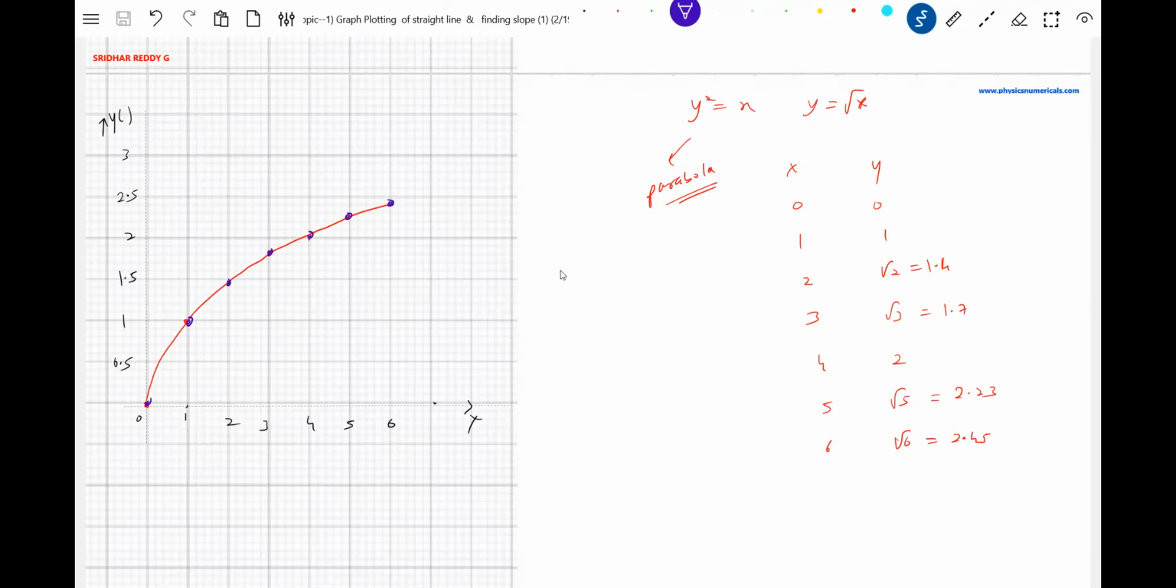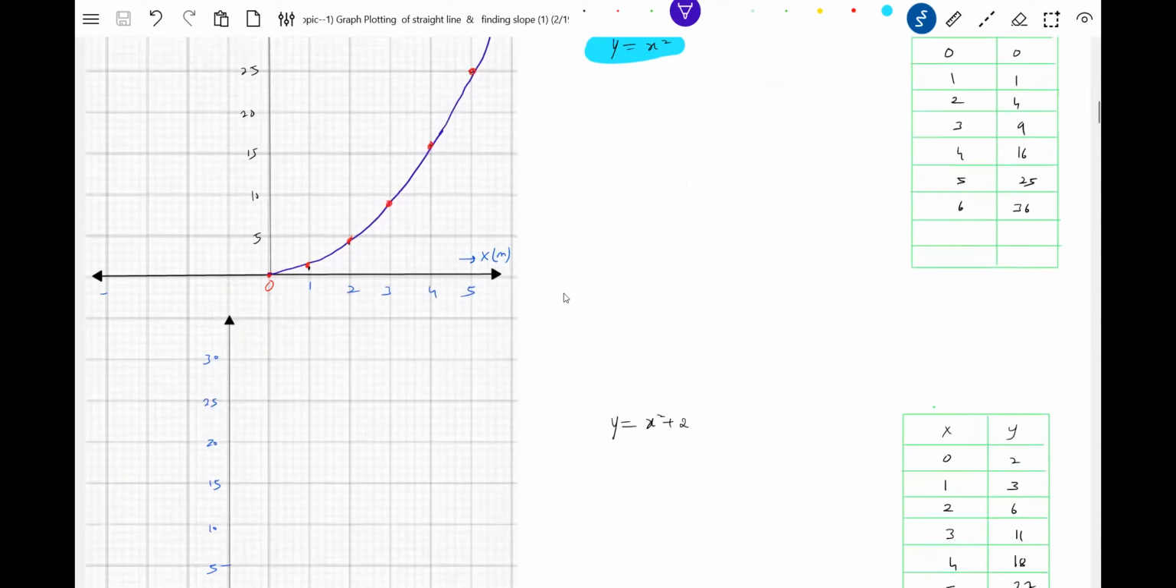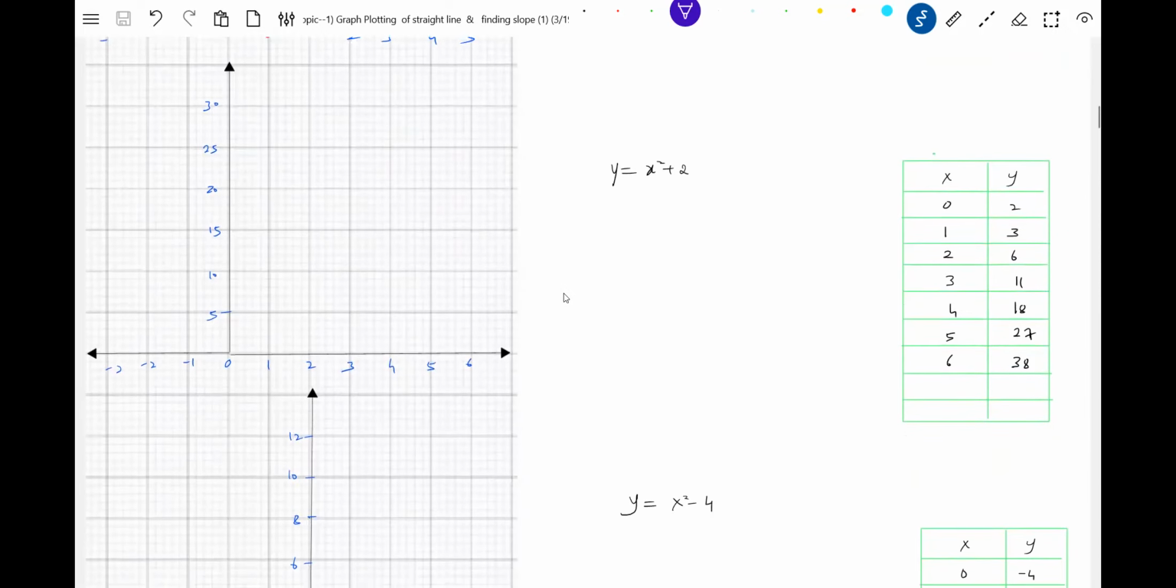Okay, let's take the different things. So y equal to x square plus 2. I think we have x equal to 0, 1, 2, 3, 4, and the corresponding values of y. So the dots will be: x equal to 0, y will be 2.